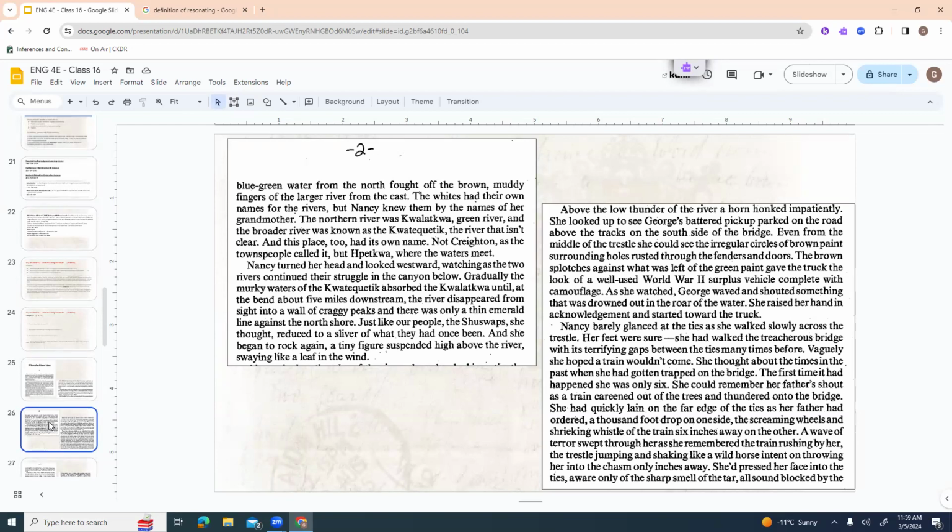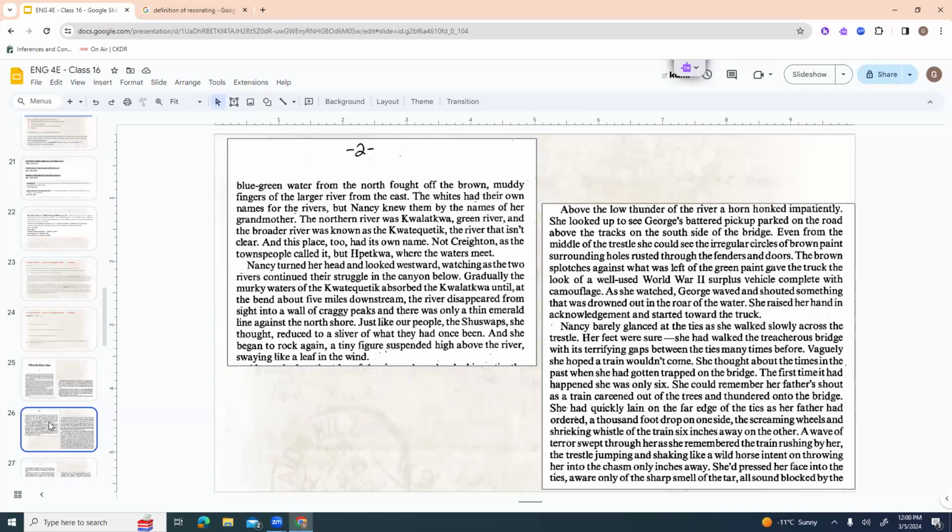As she watched, George waved and shouted something that was drowned out in the roar of the water. She raised her hand in acknowledgement and started towards the truck. Nancy barely glanced at the ties as she walked slowly across the trestle. Her feet were sure. She had walked the treacherous bridge with its terrifying gaps between the ties many times before. Vaguely, she hoped a train wouldn't come.